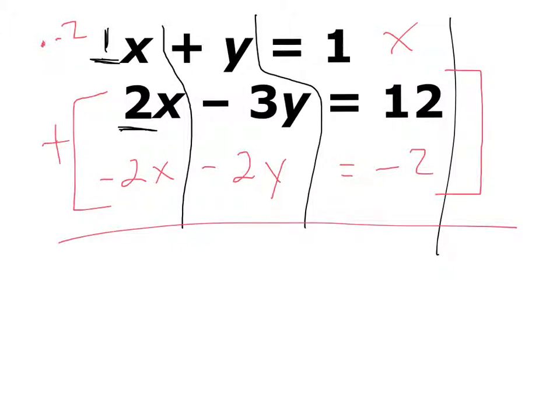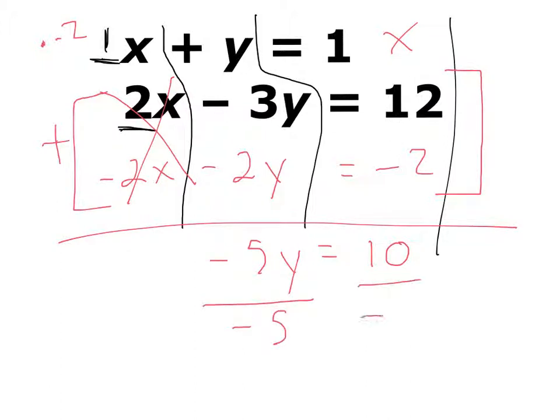So 2 plus negative 2, those cancel out. They just go away. They eliminate. Negative 3y plus negative 2y gives us a negative 5y. And 12 plus negative 2 gives us 10. Now, we can go ahead and divide by negative 5 on both sides. And that gives us y is negative 2.